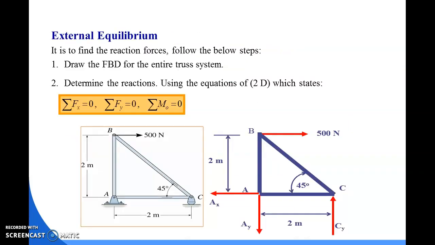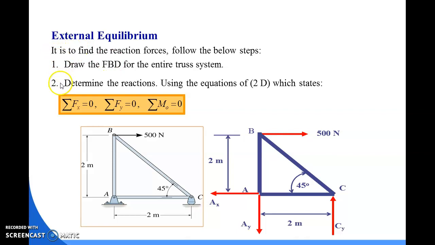So these are the procedure to determine the external analysis, where we have to find out the reaction forces of the truss member. First of all, you need to draw the FBD for the entire truss system, which is given in the question. FBD means free body diagram of the truss member, where you can show all the forces and reactions applied in the truss member.